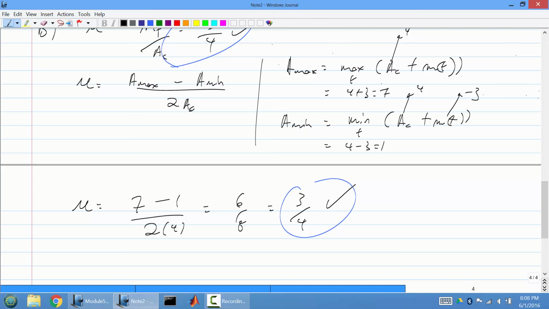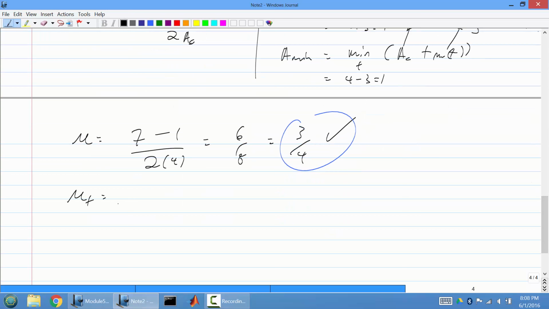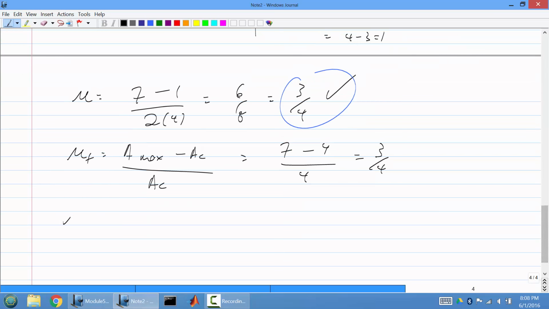Okay, so let's calculate that just to be sure. Let's calculate the positive side. So we get mu plus is equal to A max subtract AC divided by AC. In this case we got 7 minus 4 divided by 4, which is 3 over 4. That's good. Then let's take a look at the negative side. This would be AC subtract the minimum divided by the carrier again. So this becomes 7 subtract 1 divided by 4. Actually, no, it's not 7, sorry, it's 4. 4 subtract 1 divided by 4, which is 3 over 4.